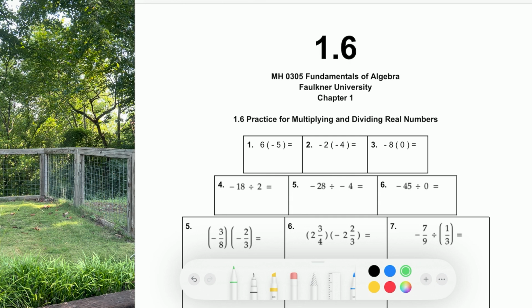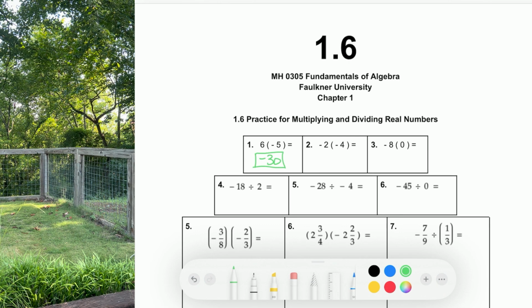Welcome back, students. We'll be looking at section 1.6, practice for multiplying and dividing real numbers. Number 1, we have 6 times -5. Remember, the rule is if we have one positive and one negative, then our answer will still be negative. So we're going to have a -30.